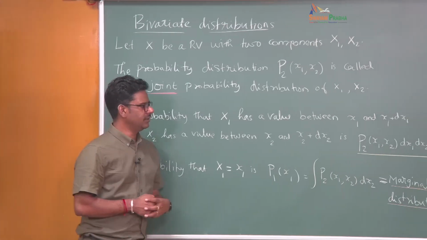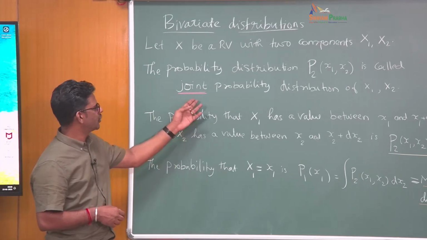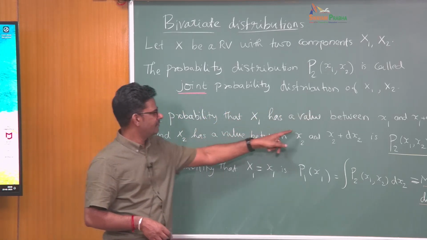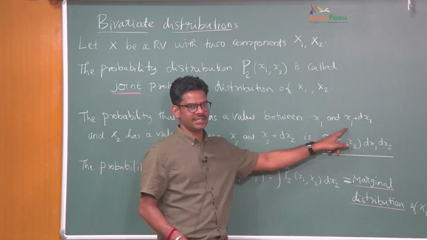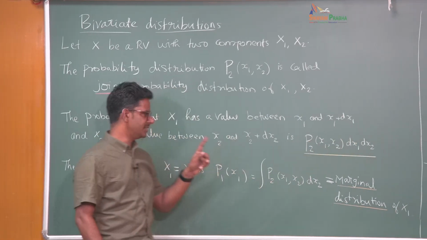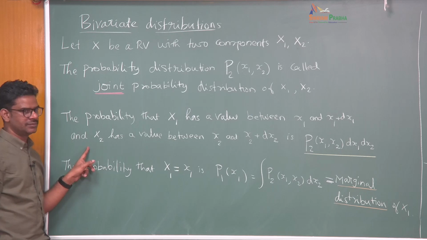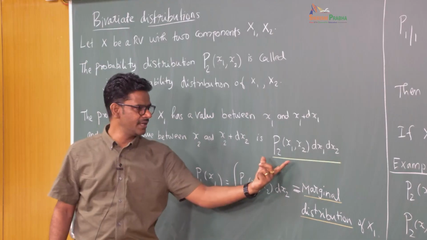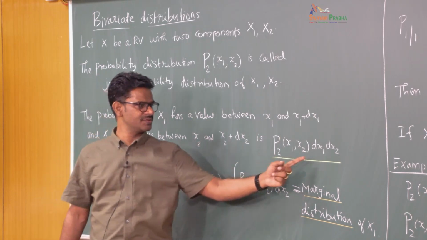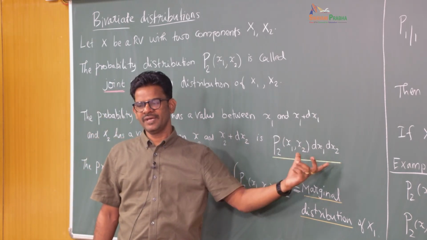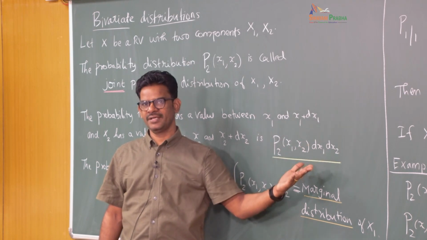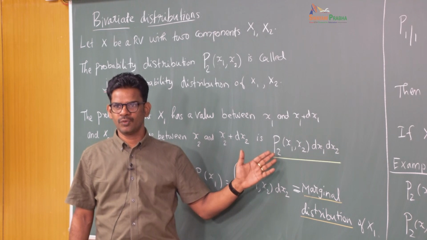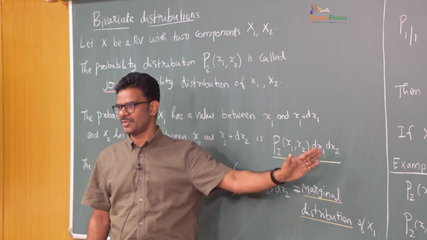The physical meaning of the joint distribution function is that the probability that X1 will have a value between small x1 and x1 plus dx1, and at the same time the second variable X2 will have a value between x2 and x2 plus dx2, is given by the joint probability distribution function times dx1 dx2. We had a similar description for a single-variate distribution function also. And from bivariate, if you want to extend to multivariate, you do the same thing.